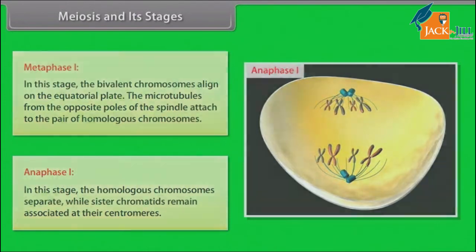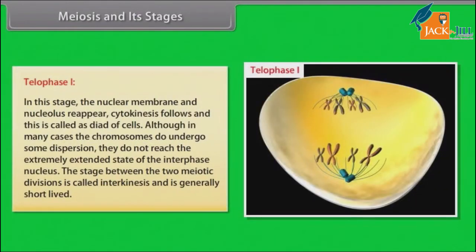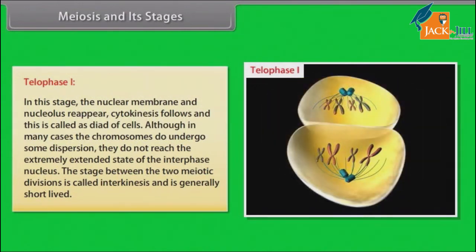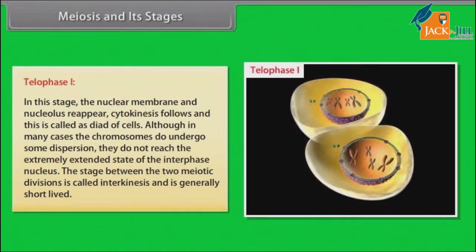Anaphase 1 is followed by telophase 1. In this stage, the nuclear membrane and nucleolus reappear, and cytokinesis follows; this is called the dyad of cells. Although in many cases the chromosomes do undergo some dispersion, they do not reach the extremely extended state of the interphase nucleus. The stage between the two meiotic divisions is called interkinesis and is generally short-lived. Interkinesis is followed by prophase 2.